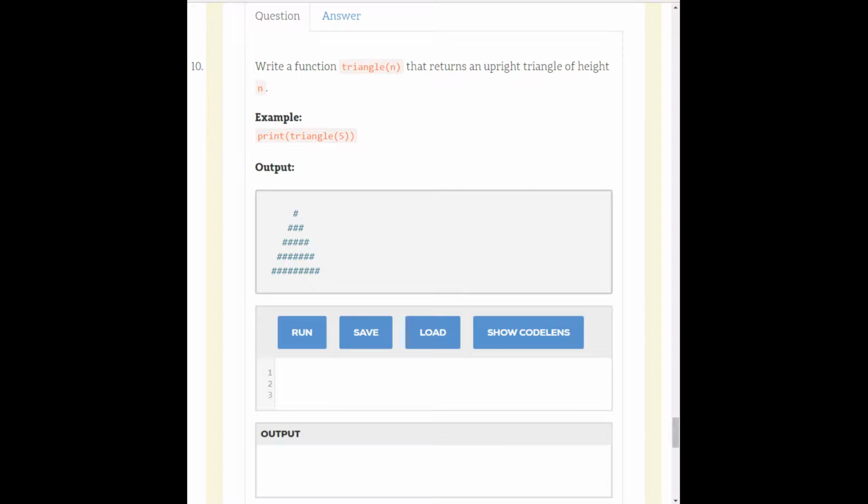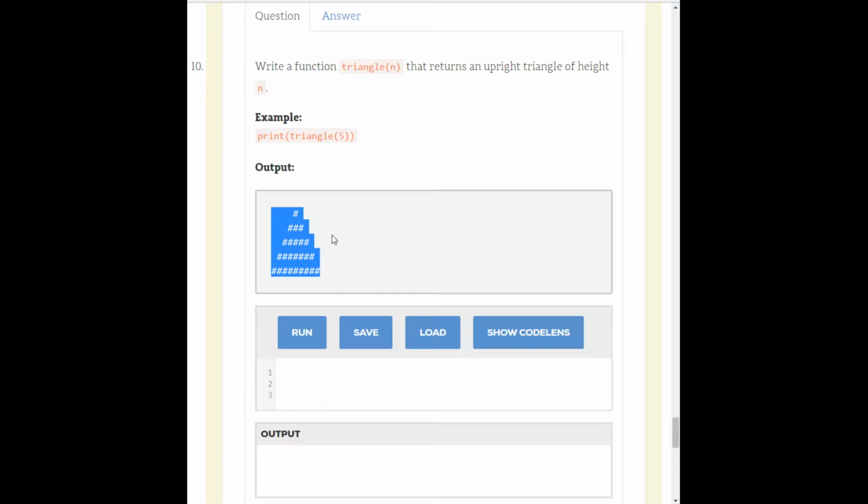Okay, so this one is where it starts to get a little bit tricky. This one wants us to write a function, triangle n, with n being the parameter, that returns an upright triangle of height n. So for example, triangle 5 should return this picture right here.